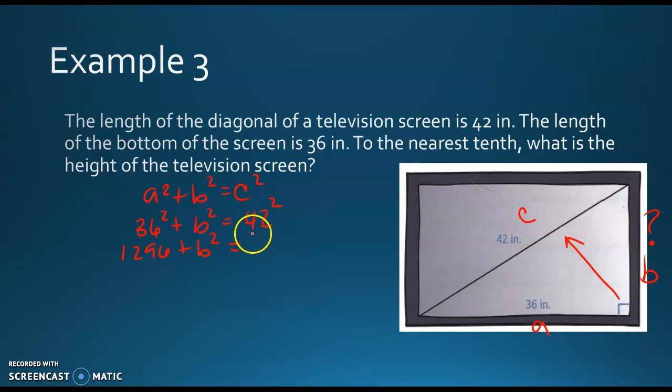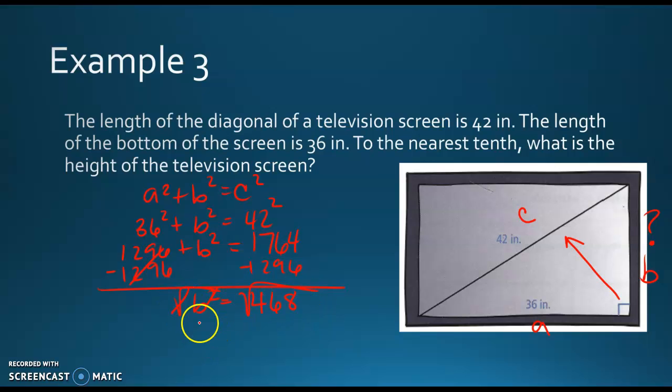Into the calculator, we will get 1,764. And then again, we're solving, so we're going to subtract the 1,296 from both sides. We're left with b squared equals 1,764 minus 1,296. Typing that into the calculator, we end up with 468. And then we're going to take the square root because I want just b, not b squared.